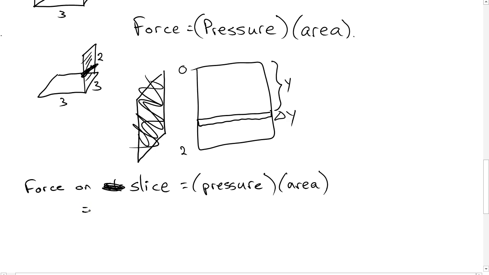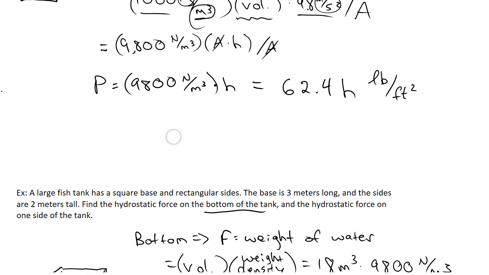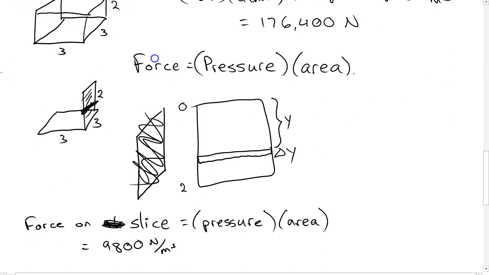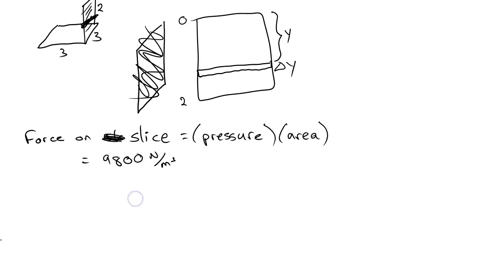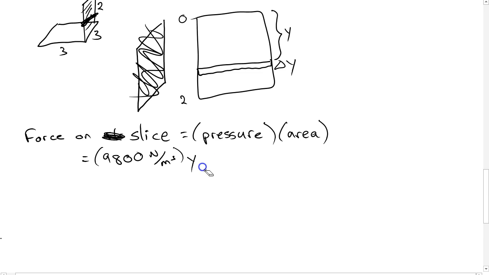Okay, so what is the pressure on the slice? Well, the pressure is going to be the weight of water, that is newtons per meter cubed, 9,800. And then, well, it depends on the depth, right? So my equation up here says that when everything's constant, the pressure is 9,800 times the depth. So in this case, the depth is y, and that means that the pressure is 9,800 times y. Now, what is the area of one of these slices? Well, that's a rectangle, so that's not so bad, right? This bottom is 3, so the area is just going to be 3 delta y.